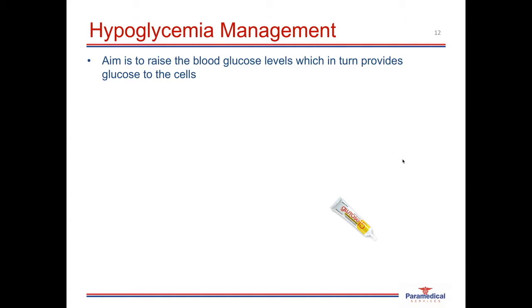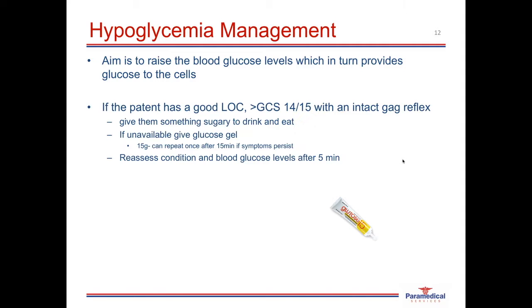How to manage the hypoglycemic patient? The aim is to raise blood glucose levels back to normal. If the patient has a good level of consciousness, so a GCS of above 14 out of 15 with an intact gag reflex, give them something sugary to eat or drink. If that is unavailable, use a sachet or a tube of glucose gel. Administer 15 grams of glucose gel, which can be repeated once after 15 minutes if symptoms persist. Keep reassessing the blood glucose levels every 5 minutes.